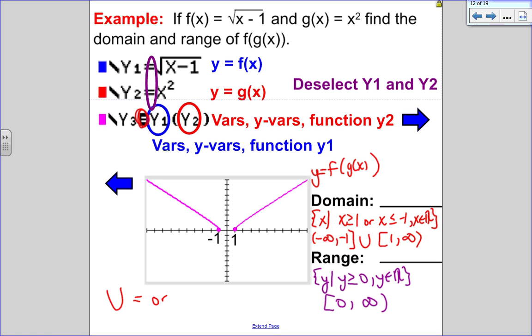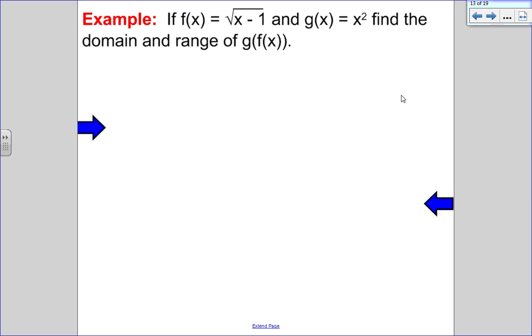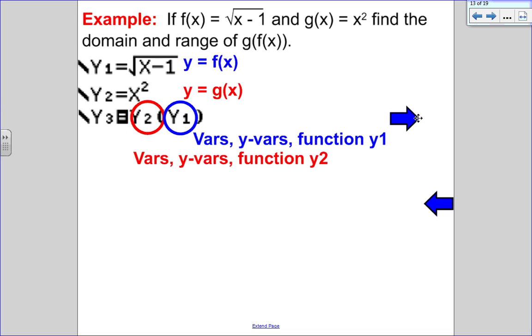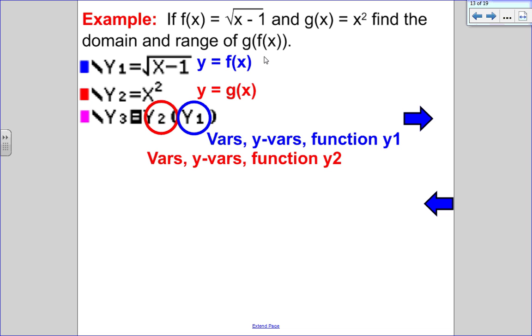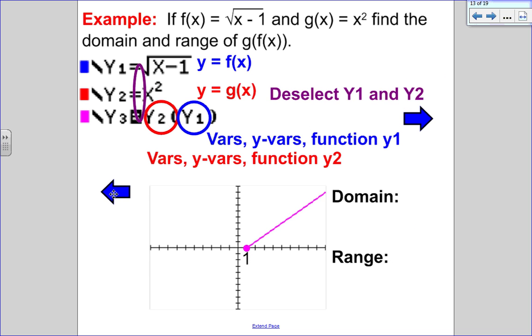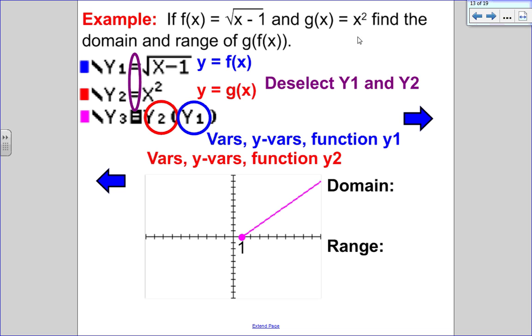Okay, so for the next one, I want to look at domain and range, but we're going to switch around f and g. So same functions, but this time we're going to look at g of f of x. So I set it up the same way, but this time I'm looking at g of f. So this is like y2 of y1. So same idea as before, I'm just switching around the g and the f. So again, I don't want these two selected, I only want the last one selected. Okay, so I deselect y1 and y2, and then I end up with this graph.